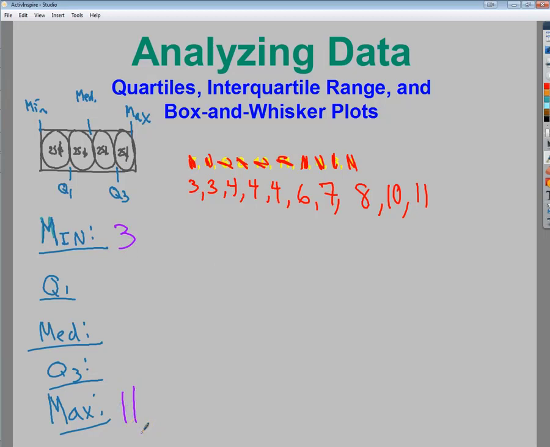Now my median is what I'd look for next. These cancel. So I'm looking somewhere between 6 and 4. So to get my median value, I'll do 4 plus 6 divided by 2. So my median value will just be 5. So here's my median right here.